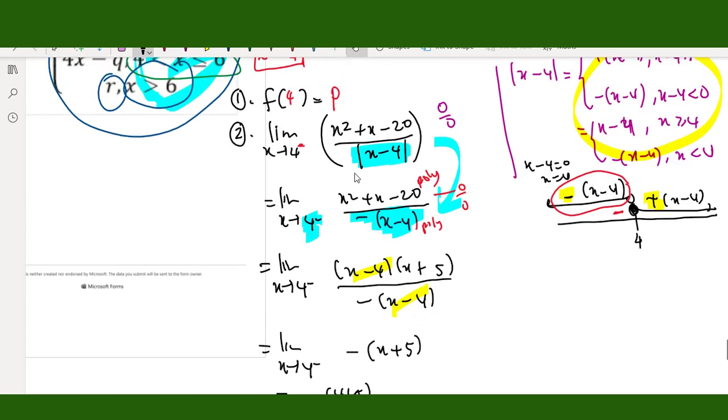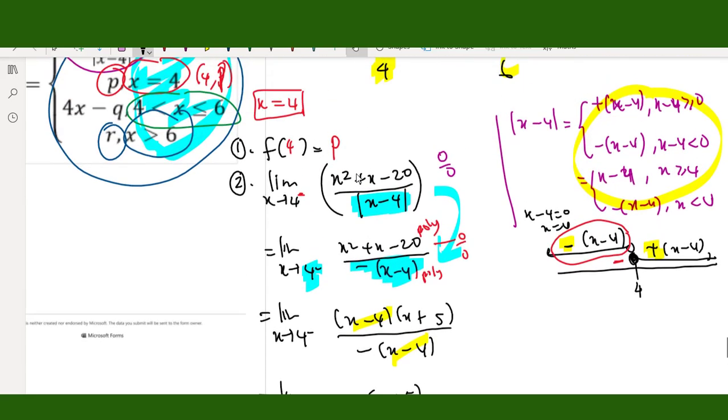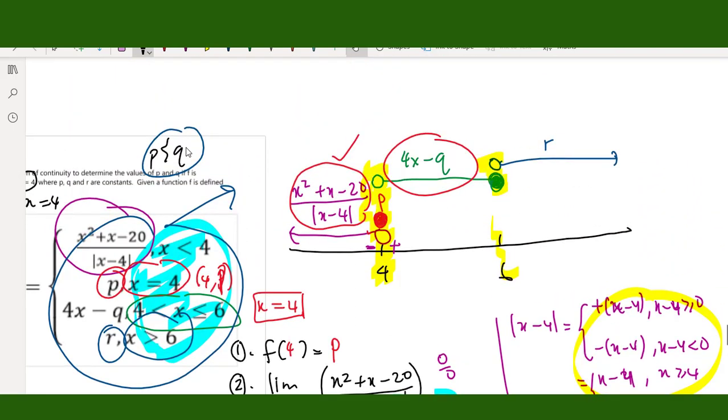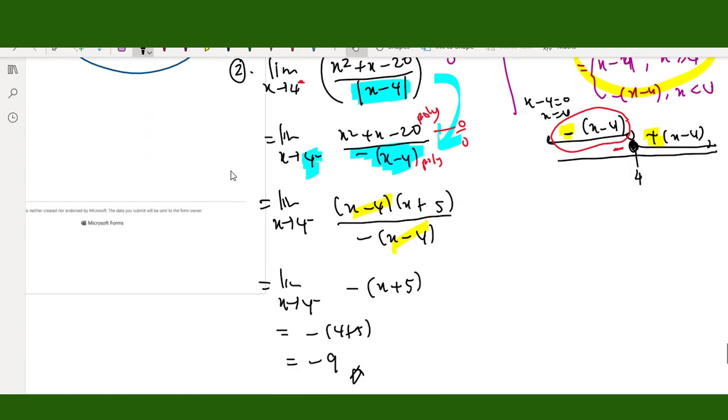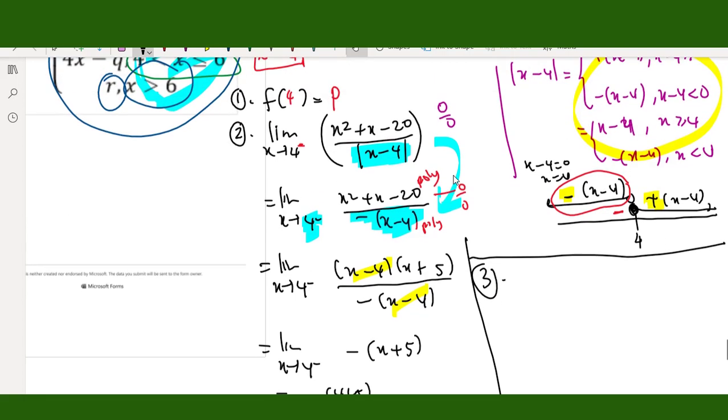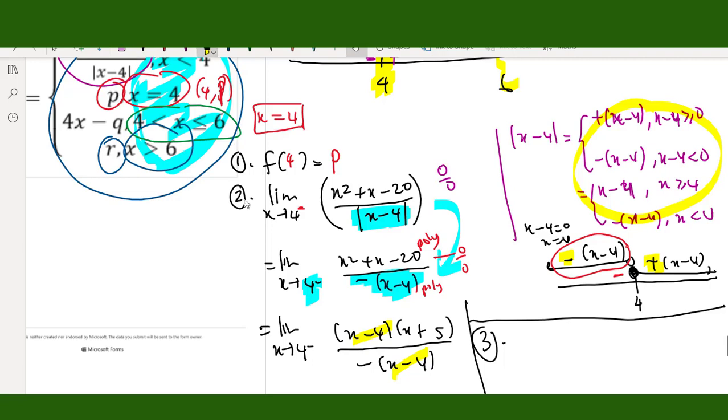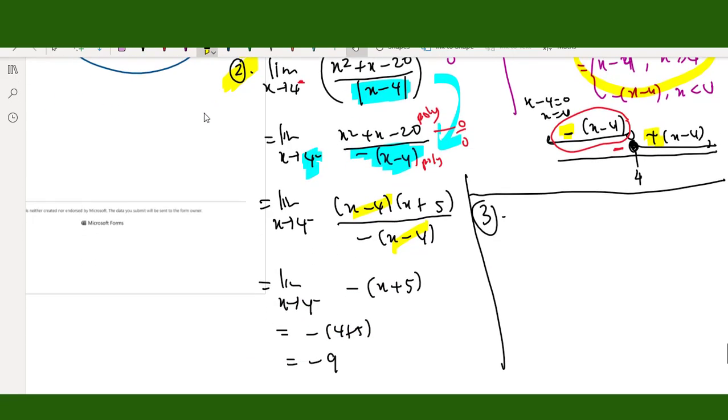So the answer is... no, not complete yet. Why? Because our aim is to find the values of p and q. This is not the final answer. This is just the second step. We're going to continue to the third step. Still not complete, not finished.